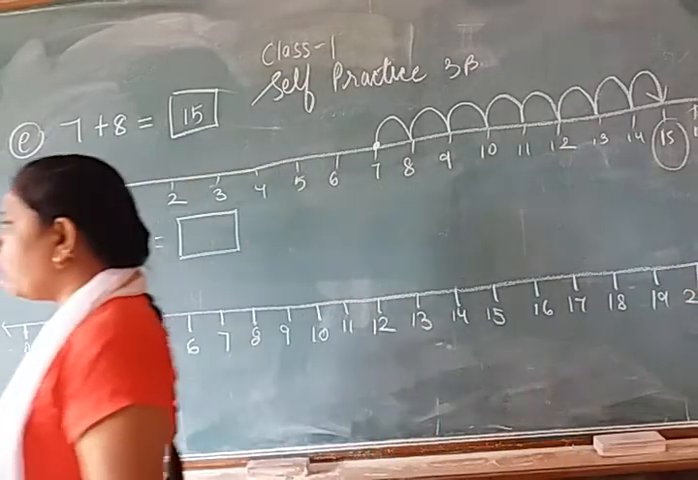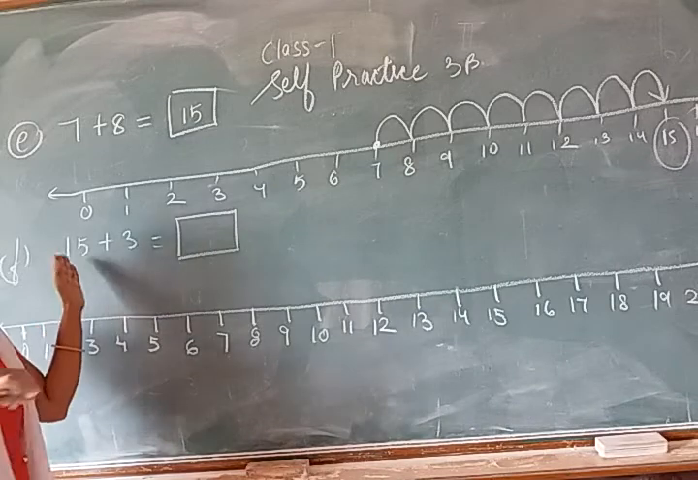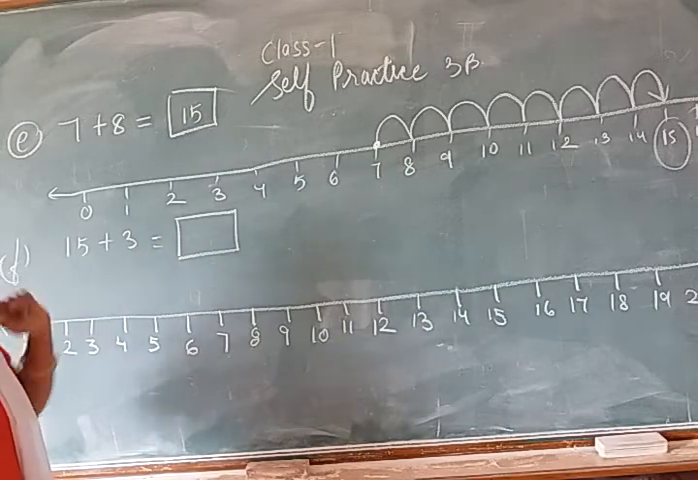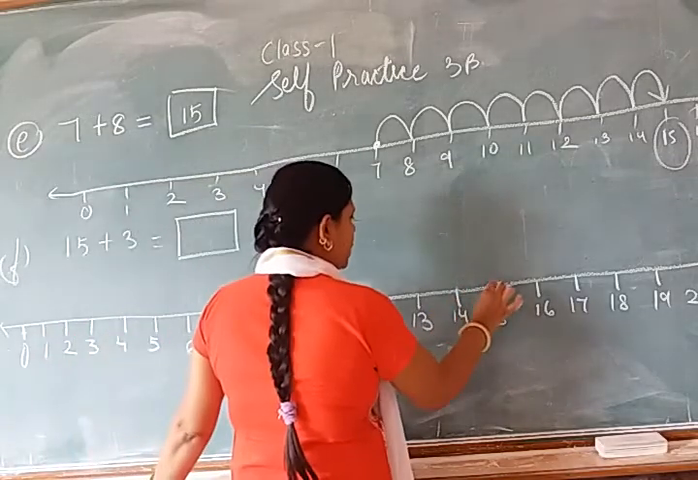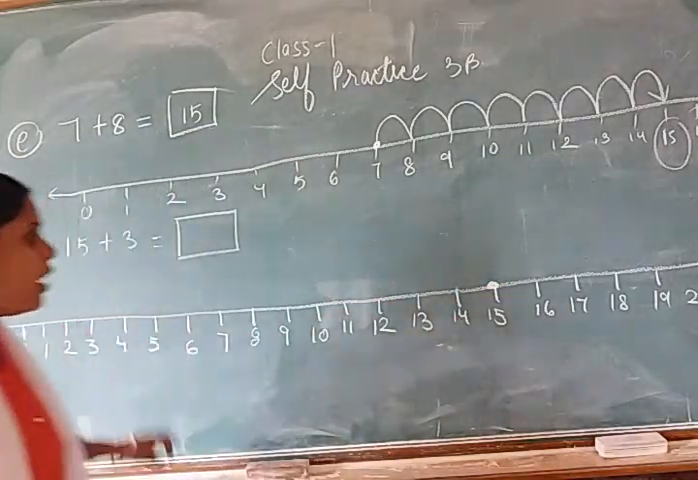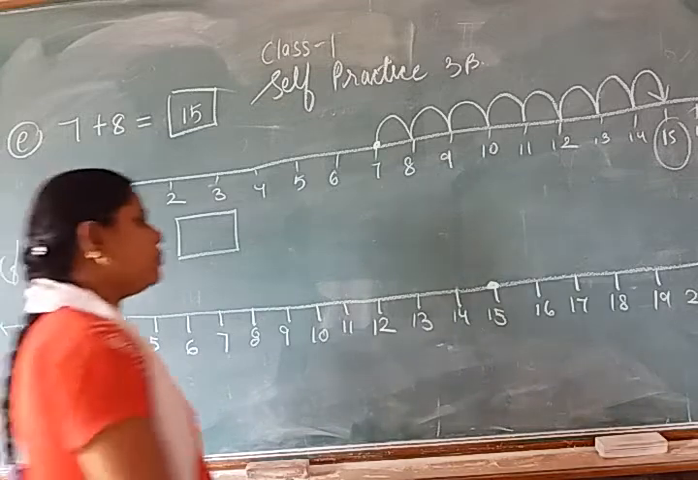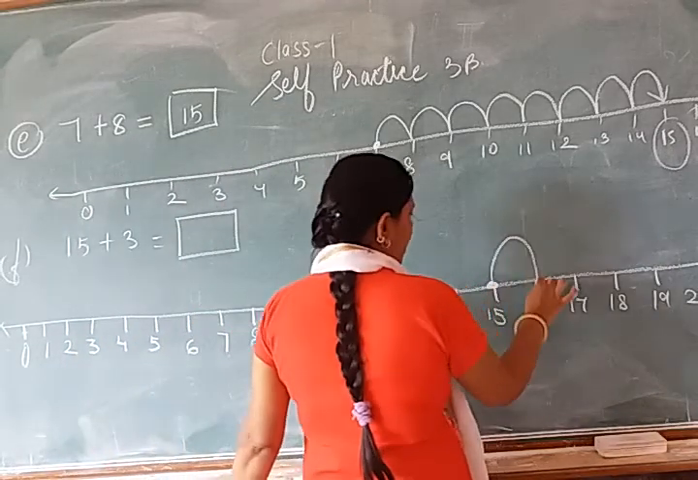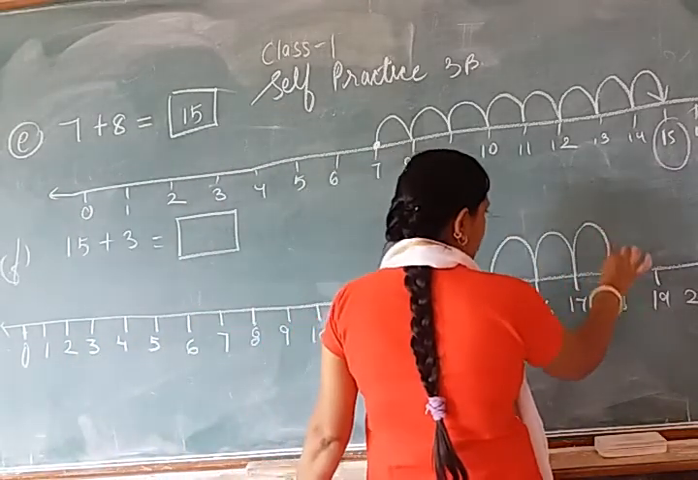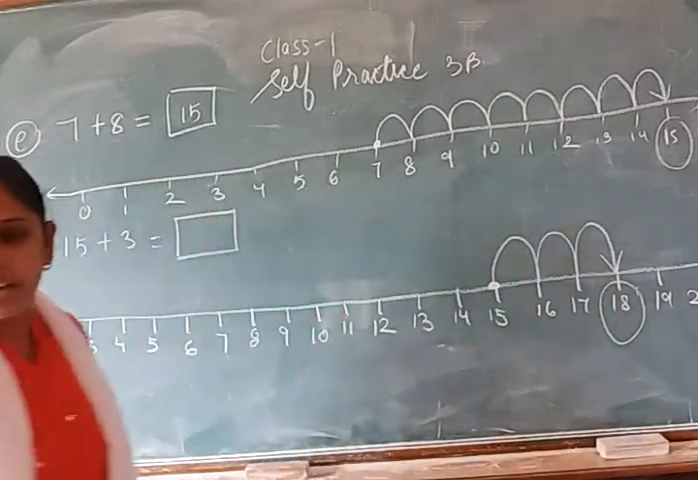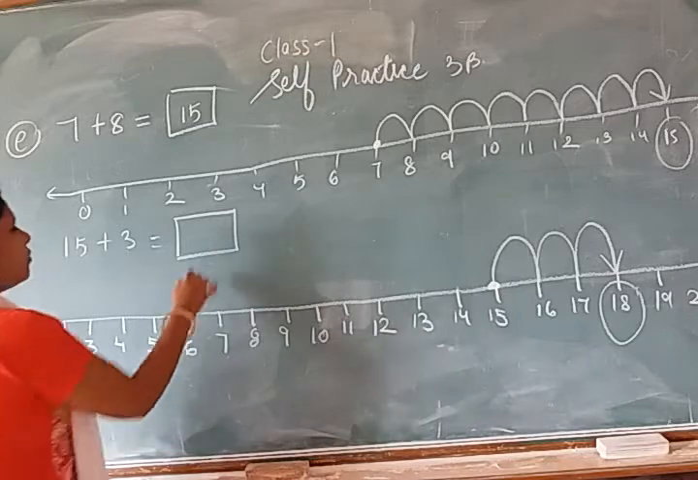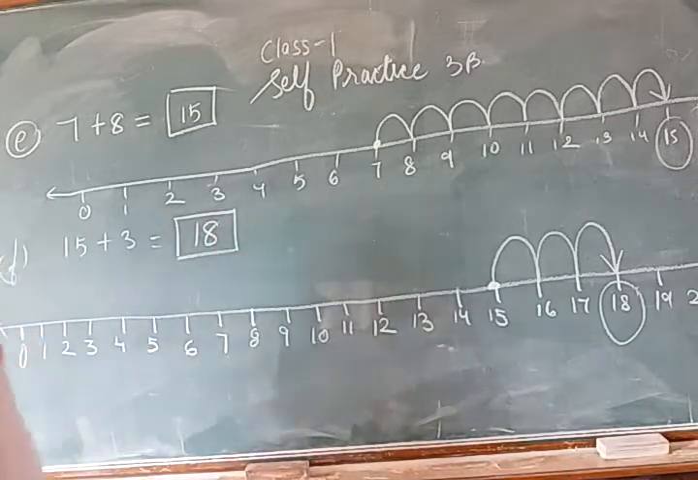Now first see what is the question. 15 plus 3. So you are standing on number 15. Now how many steps do you have to jump? 3 steps. So jump 3 steps towards the right, 1, 2, 3. At which number do you stop? Stop at number 18. So write 1, 8, 18.